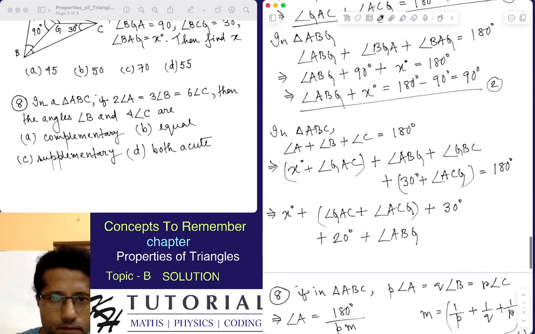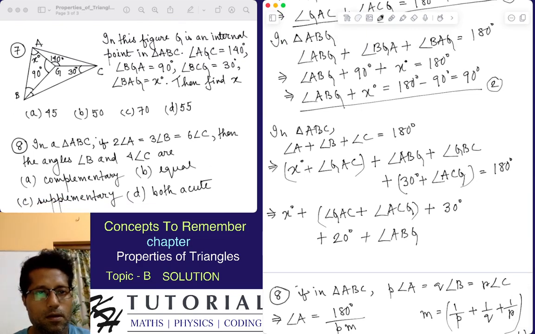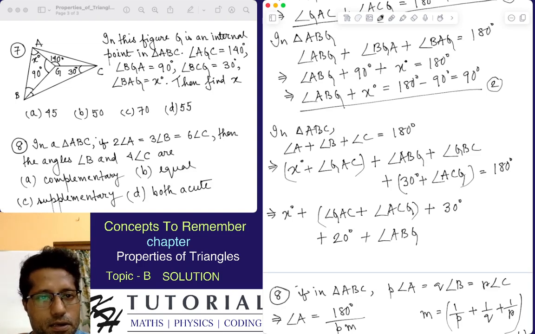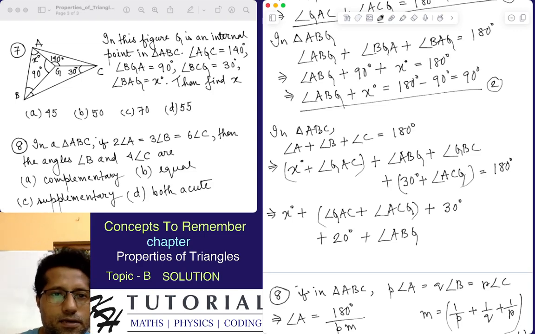Now back to question 7. In triangle ABC, if we add up all the angles from the individual angles of the smaller triangles, we get A plus B plus C is 180 degrees. So in triangle ABC, angle A is X degrees plus angle GAC, and angle B is angle ABG plus angle GBC.